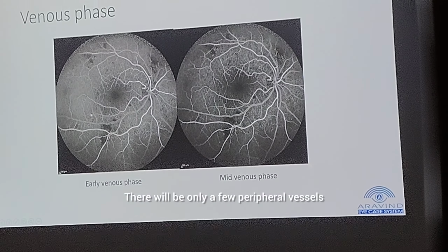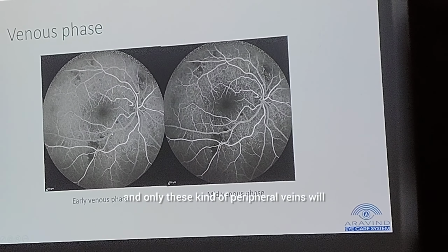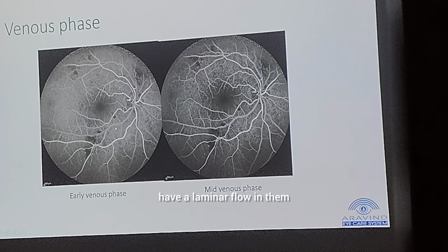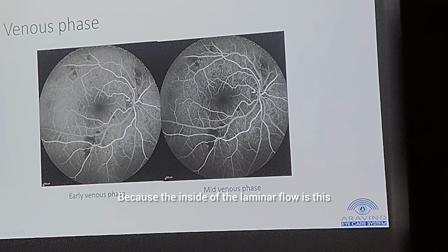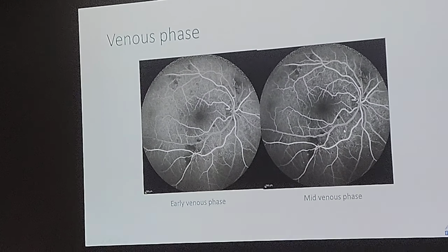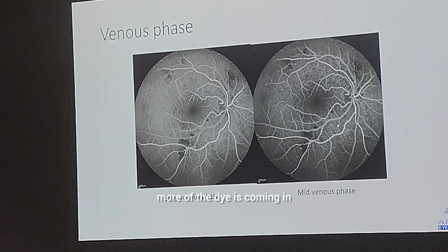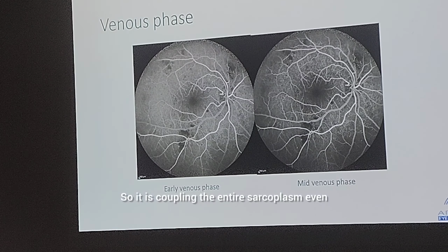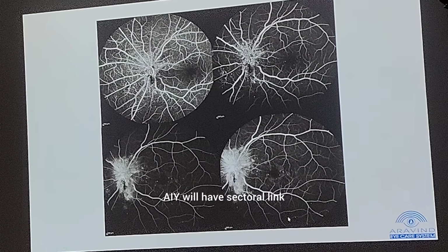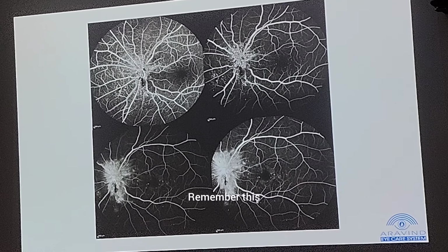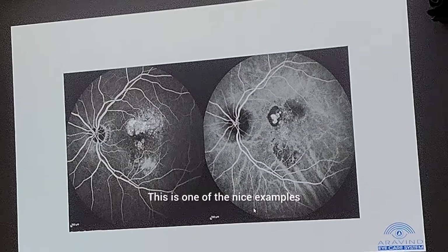There will be only a few peripheral vessels, and only these kinds of peripheral veins will have a laminar flow in them. Okay? Because the inside of the blood, laminar flow increases. It means more of the dye is coming in, so it is covering the entire circumference even though there is a mid-stream flow. Okay? AOM will have sectoral leak. Remember this. This is one of the nice examples.